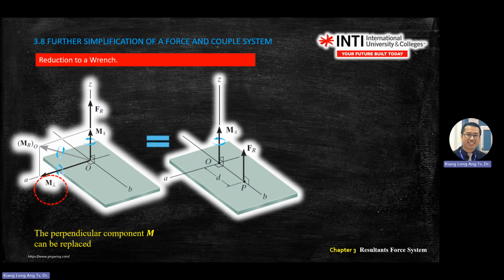So this one is anti-clockwise. How do you move FR anti-clockwise? You cannot move inside the B. Inside B, you are generating clockwise direction already. So you need to shift your FR along B so that it will generate anti-clockwise moment. So this M perpendicular will equal FR multiplied by D. It will cancel the M perpendicular.